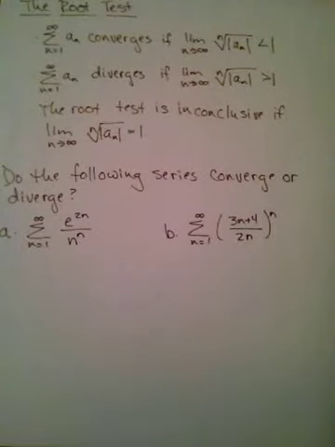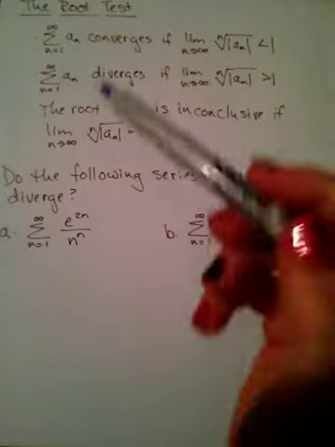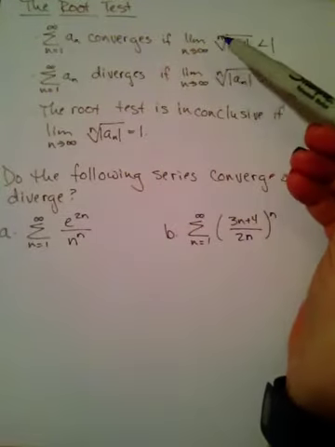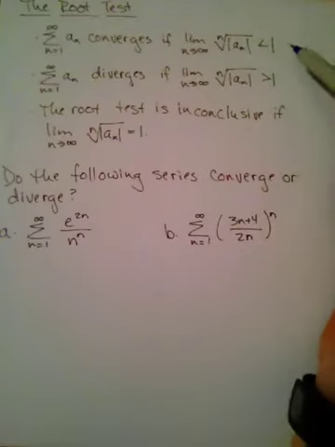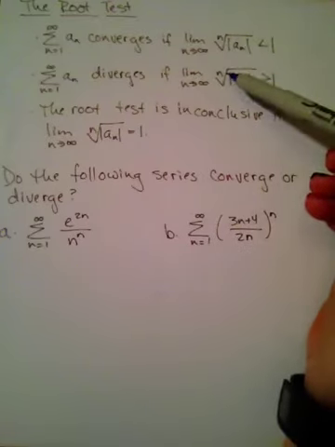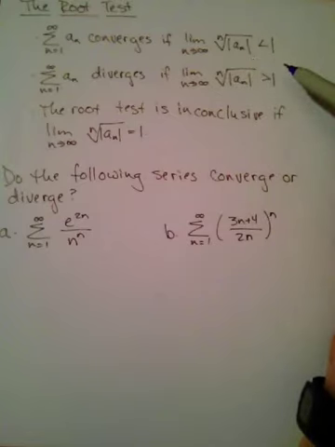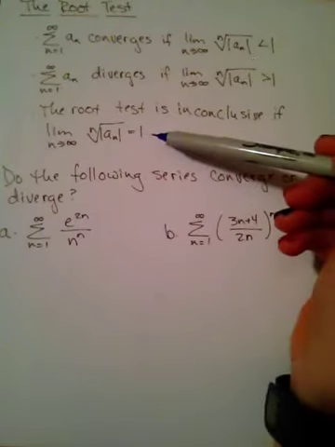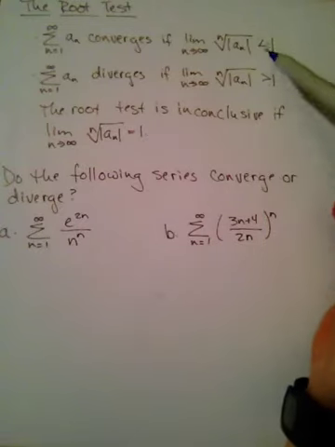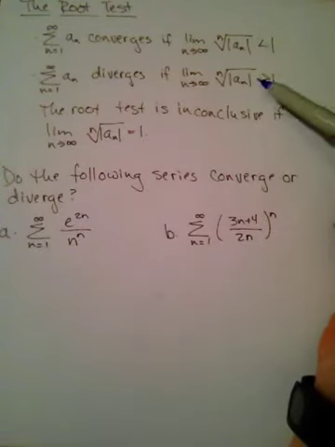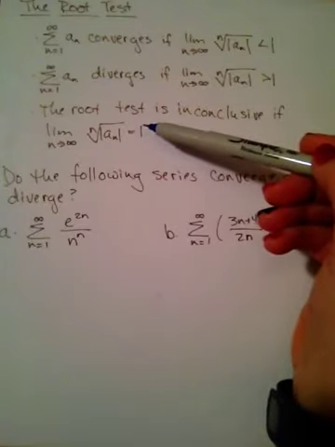The root test is a test for both convergence and divergence of an infinite series. So your series converges if the limit of your nth term with absolute value nth root is less than 1, and it diverges if the nth root of the absolute value is greater than 1. Now, it's inconclusive if it equals 1, so it's a lot like the ratio test. Converges less than 1, diverges greater than 1, inconclusive equals 1.